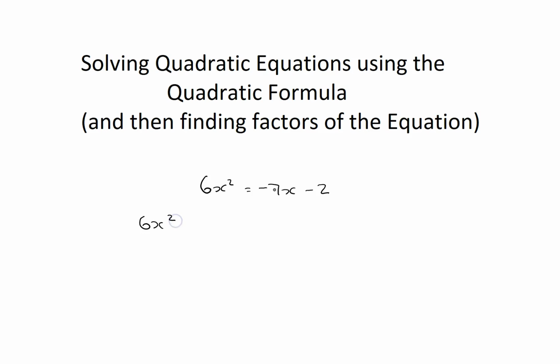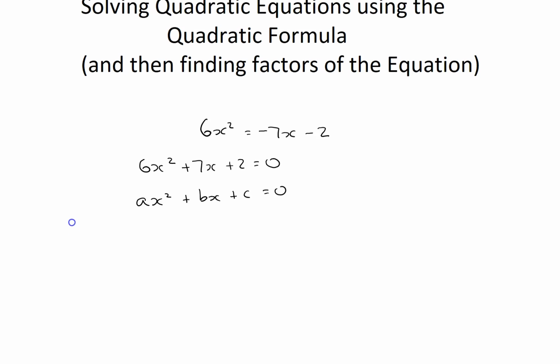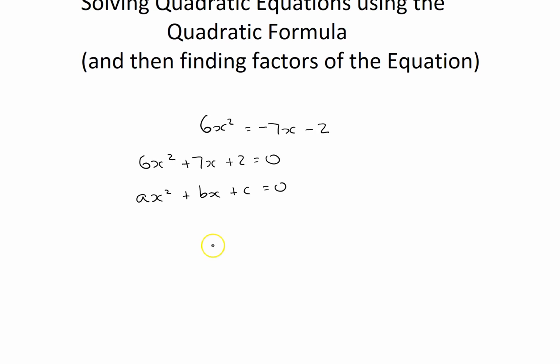To get 6x squared, I'm going to add 7x to both sides and add 2 to both sides. So our equation now looks like this. And this is the form we want it in. We want it to resemble ax squared plus bx plus c is equal to 0. And we can now use our quadratic formula, which is x equals minus b plus or minus the square root of b squared minus 4ac all divided by 2a.